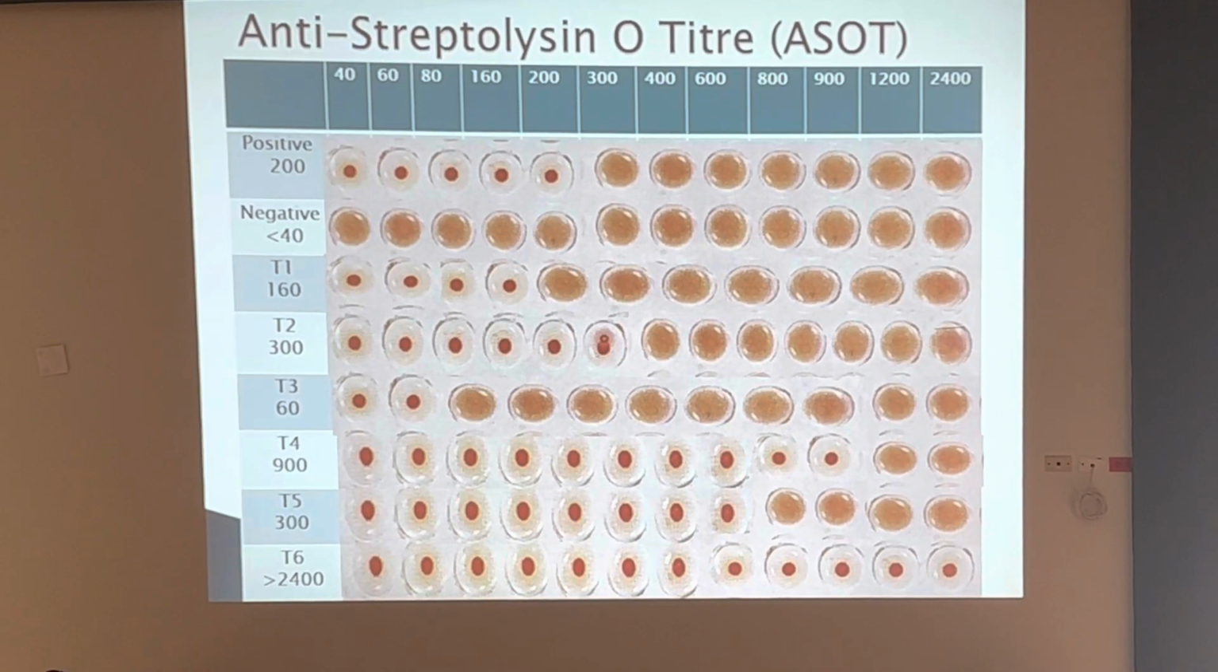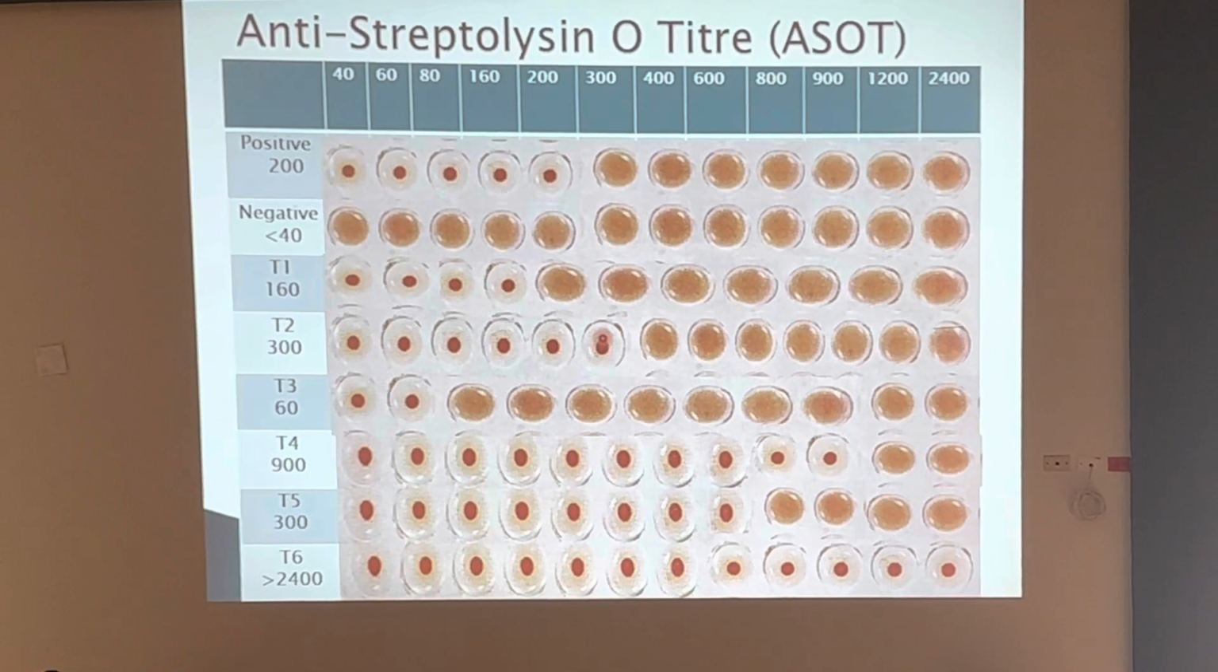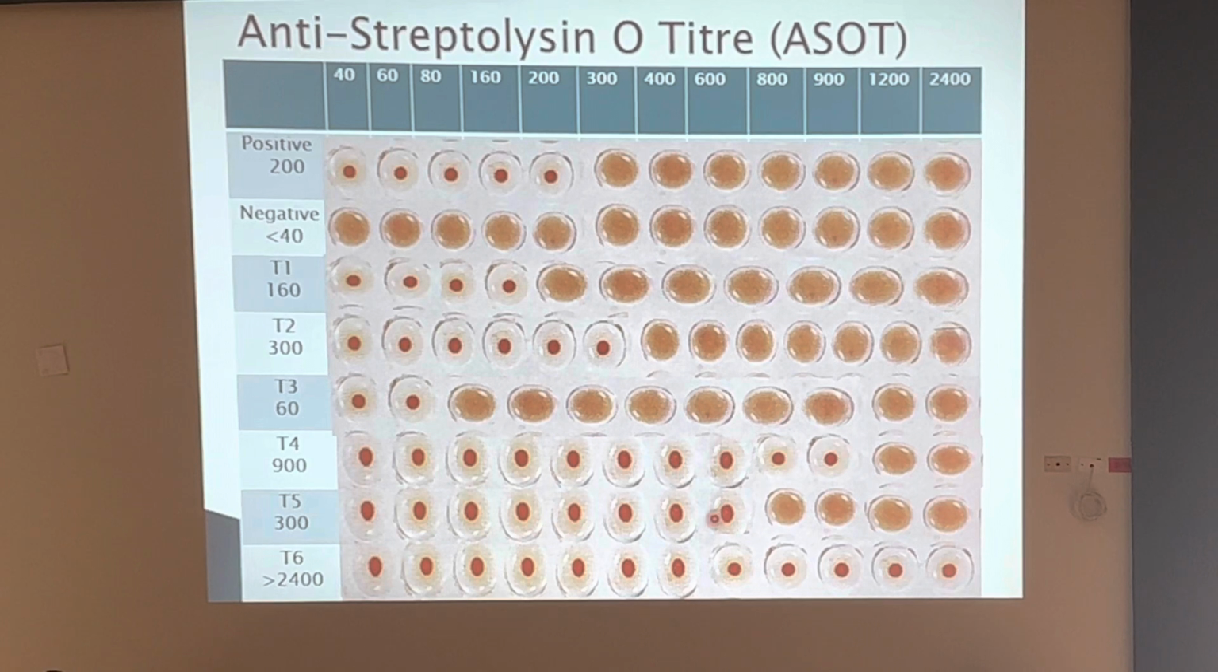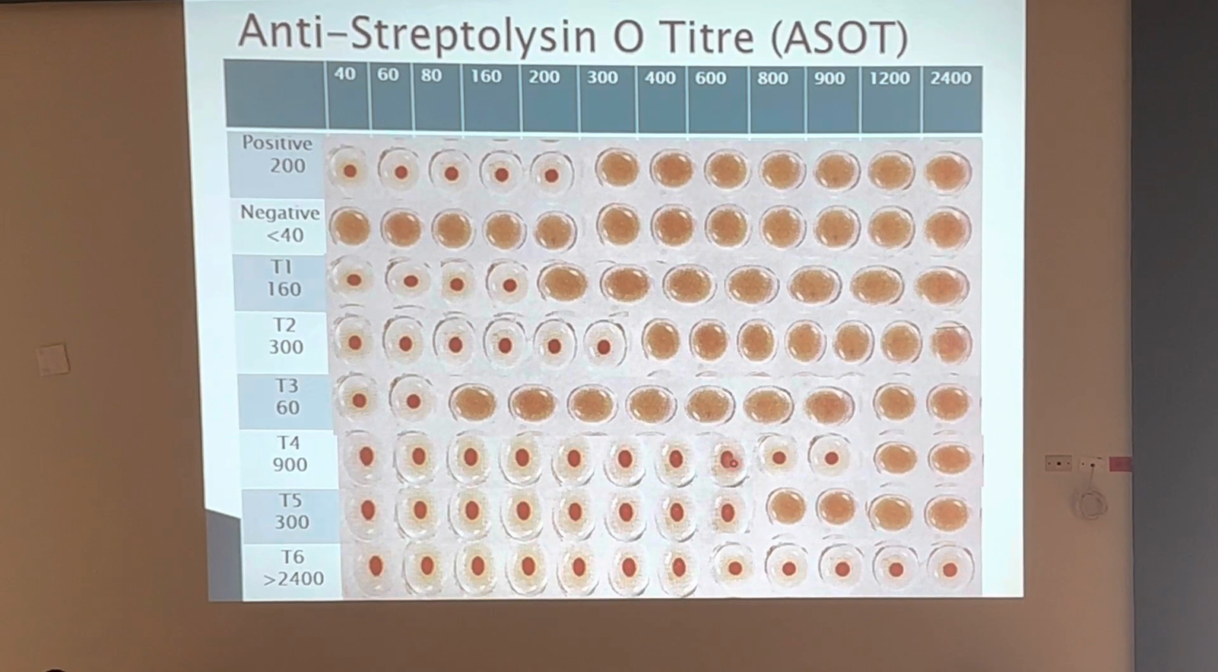Patient T5, 300, and so that is, I think that's a 600, this is an error here. That's a 600, you see how I catch you? That's a 600, so that's a positive. And how about patient T6?